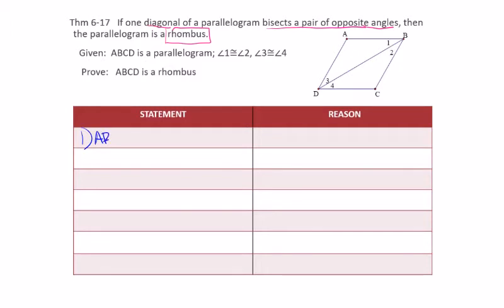So ABCD is a parallelogram. And we also know that angle 1 is congruent to angle 2, and angle 3 is congruent to angle 4, right? So these two angles are congruent, angle 1 and 2, meaning that DB bisects angle ABC, and angle 3 is congruent to angle 4. So therefore, BD also bisects ADC, right? So in other words, this one diagonal bisects a pair of opposite angles, and that's all given.